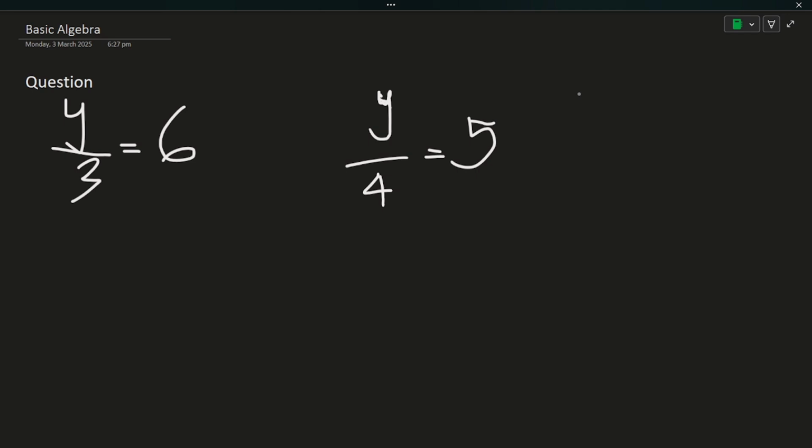And here comes the tricky one. 4 over y is equal to 2. Let's see you guys solve these questions. It's not that hard. You guys can do it. I believe in you guys. Starting in 20 seconds. Let's go.